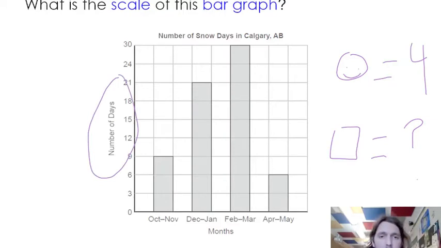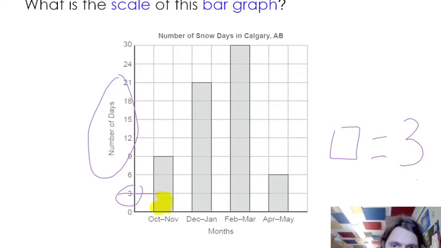So let's take a look at October to November for the number of snowy days in Calgary. So let's shade in 1 cube, right? So that's 1 cube right there. And if we draw a line across, that 1 cube lands on the number 3. All right, so 1 cube goes up 3 numbers of days. So this must mean that 1 cube equals 3 days. Right? It must mean that.